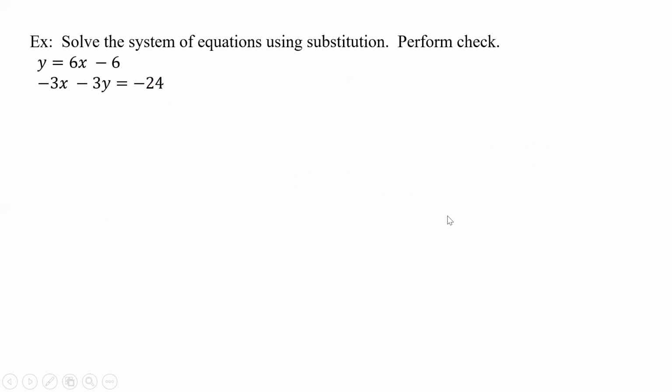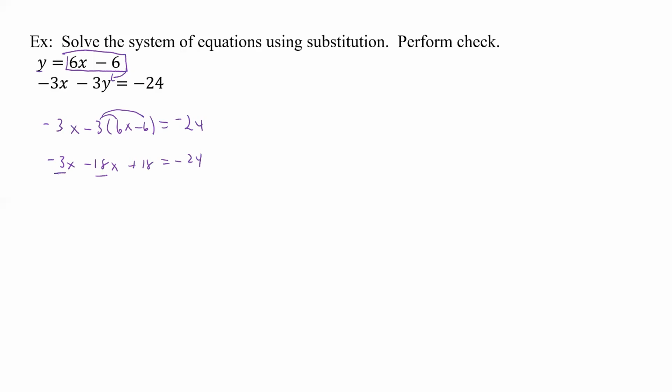All right, how about this one? And again, we're just solving by substitution, so I'm not going to read the directions every time. Well, we have one equation solved for y already. So I'm going to take this piece and plug it right in there. And so that gives me negative 3x minus 3 times 6x minus 6, and that's equal to negative 24. Well, now I have to simplify, so I distribute negative 3x, and that's going to be minus 18x, and that's going to be plus 18 equals negative 24.